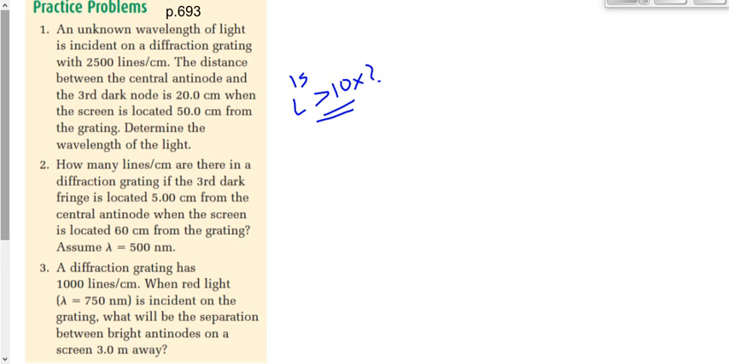So what are you going to work on right now? Page 691, what you were just working on a few minutes ago, and page 693. Those are going to be due for Wednesday.